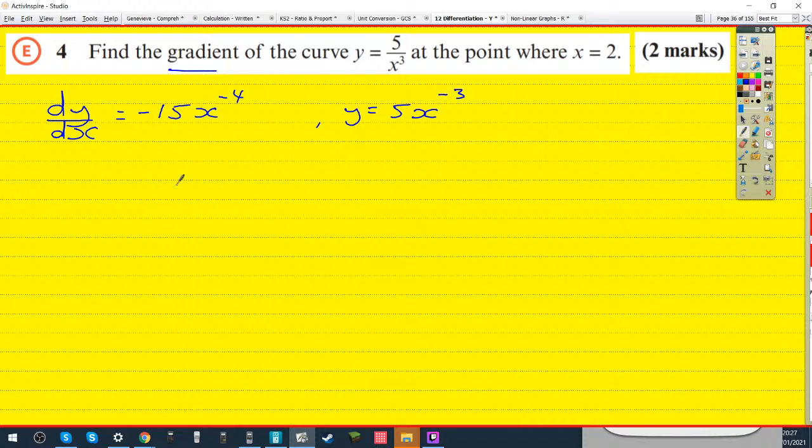Well done. And we want the gradient at the point where x is 2. Would you substitute 2 in for x? So it'd be... Would it be 2 to the power of 4 first, or 2 multiplied by minus 15? It's all the same to a calculator. Although, Bidmus, you do power first. Okay.